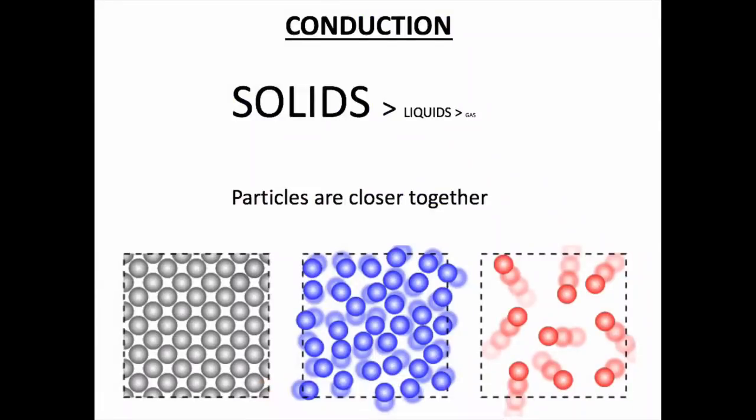Okay, now remember, conduction happens best in solids, and the reason is because particles are closer together. However, in liquids and gases, you can say conduction hardly ever happens, and especially in gases, it's the least conductive.